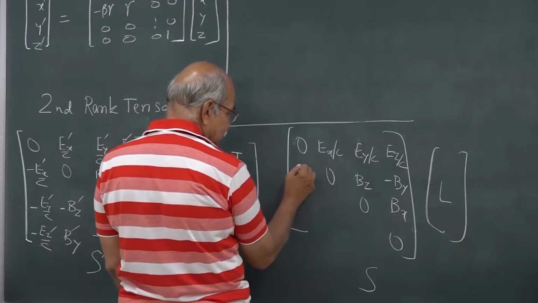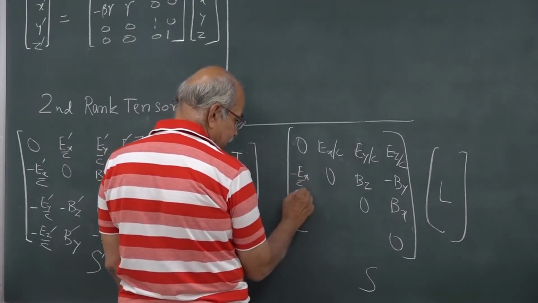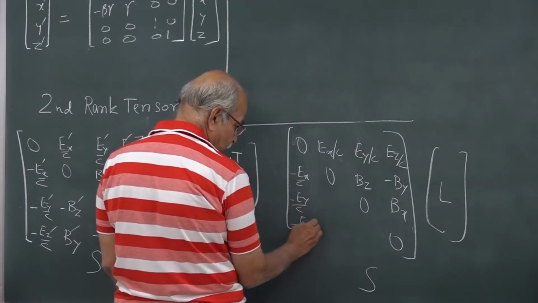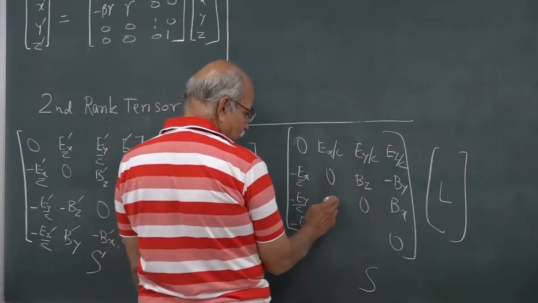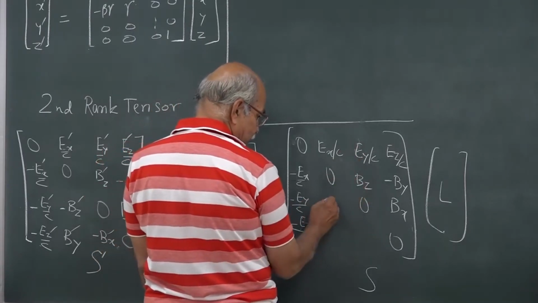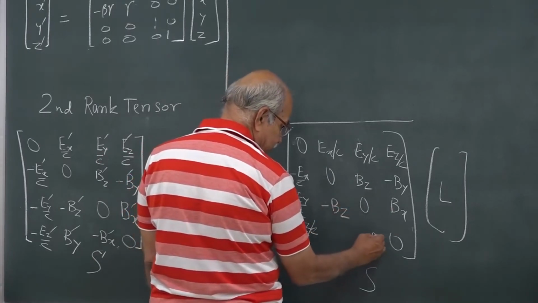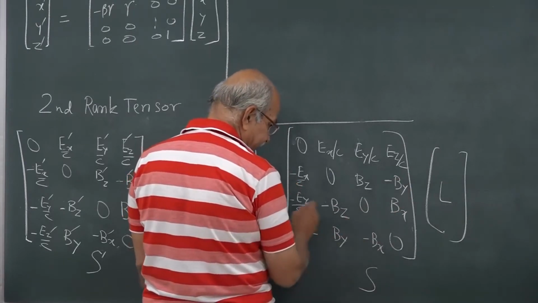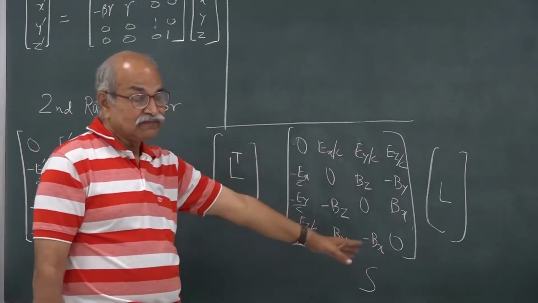So, minus Ex by C, minus Ey by C, and minus Ez by C, and reflect. So, this component here is, this is Bz, so it is minus Bz here. This is Bx, so it is minus Bx here. It is minus By, so it is plus By here. So, these are the components in S frame.